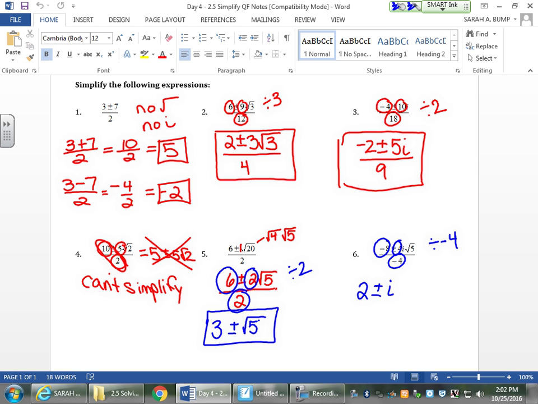You don't have to put the 1. Radical 5 stays alone. And then -4 divided by -4 is +1, and you don't have to write +1 in the denominator.